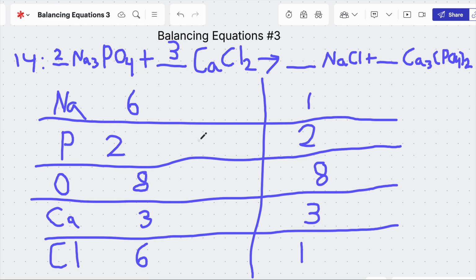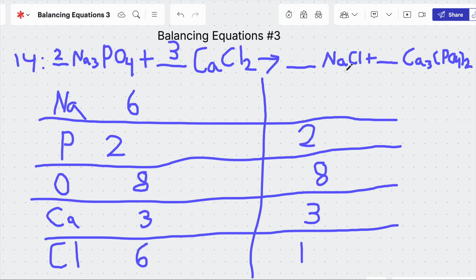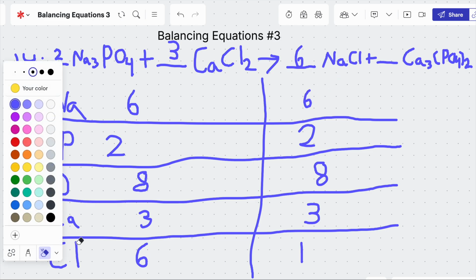So let's just focus on one or the other. I'm going to do NA's. So to figure this out, we know there's 1 NA in each formula, or each NaCl. So we need to figure out what times 1 gets us to 6. In this case, that'll be 6. That'll bump up to 6 NA's.